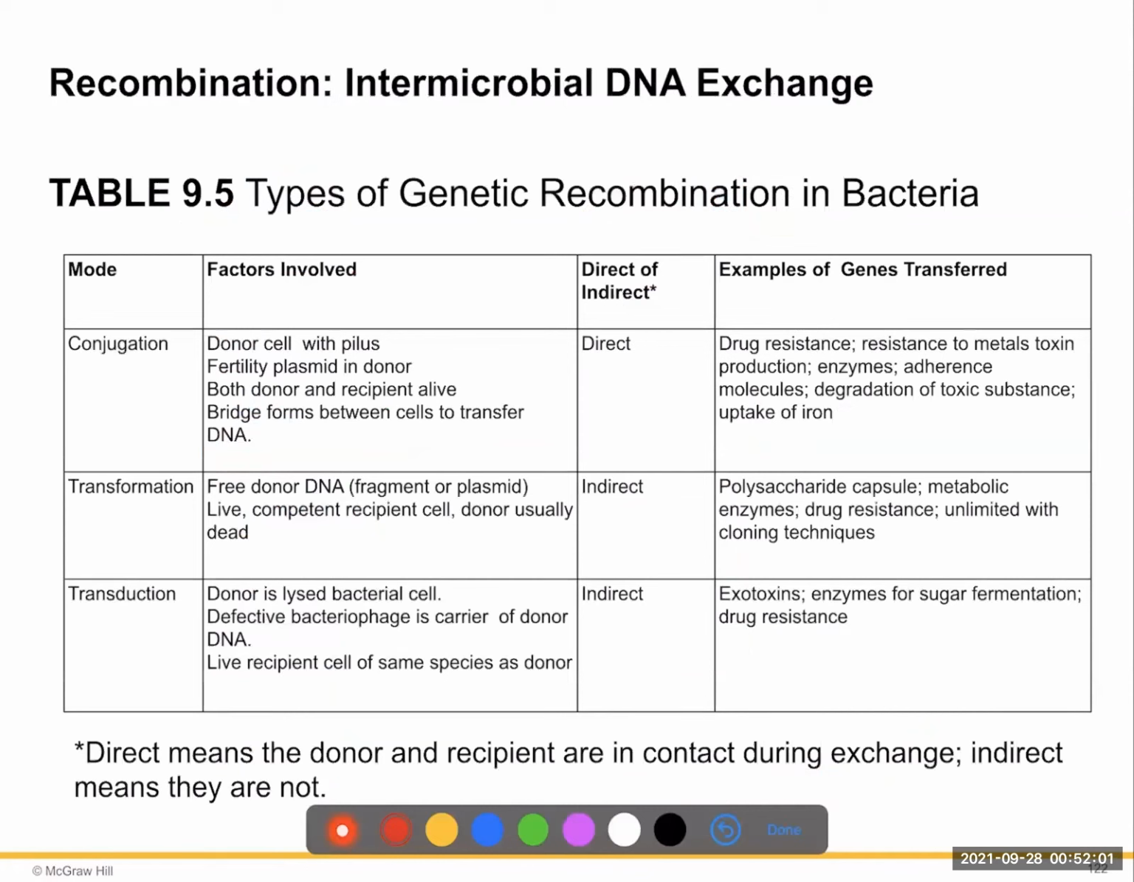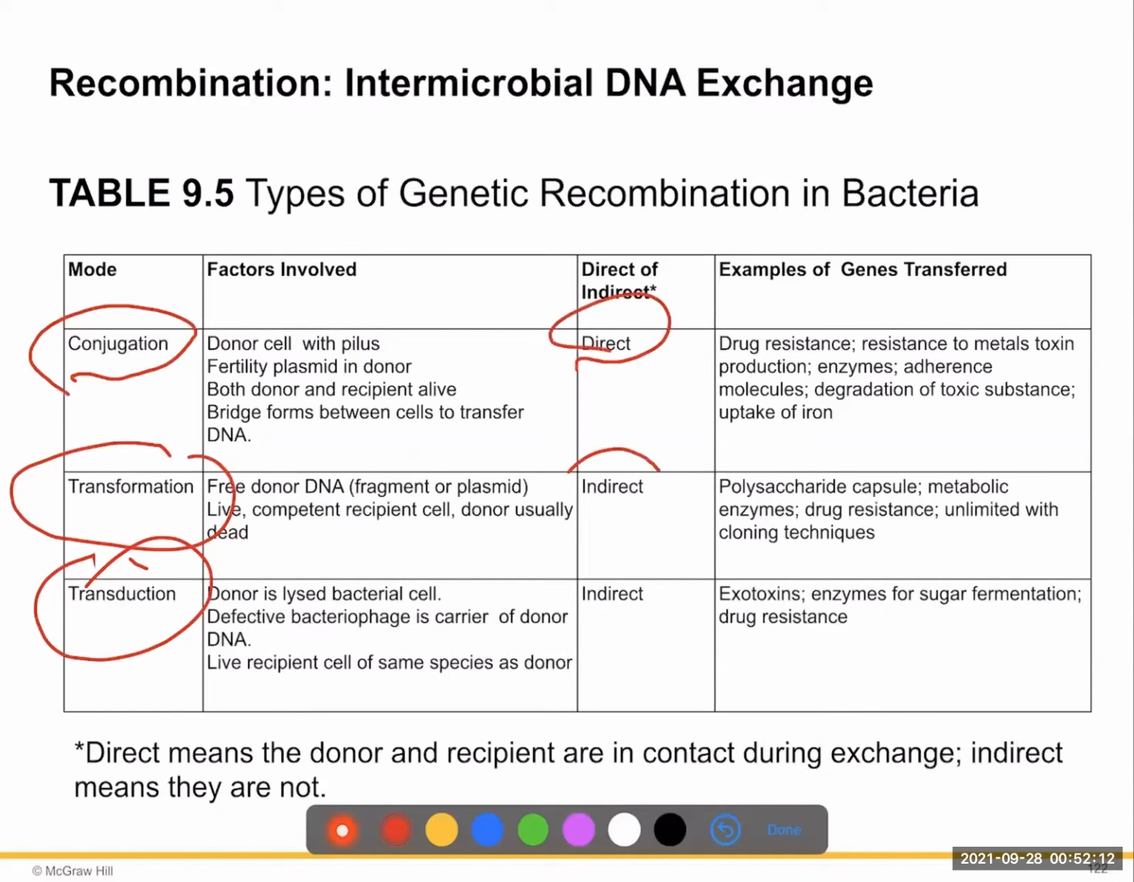So these are different types of recombinant DNA. You have the conjugation we talked about, transformation, and transduction. Remember, conjugation was direct contact. The other two, transformation and transduction, are indirect because they use a lysed bacteria cell or a virus to transfer that DNA into the cell. Direct means that they're in contact during exchange. Indirect means they're not in direct contact. Either take it up from the environment or take it during the phage.